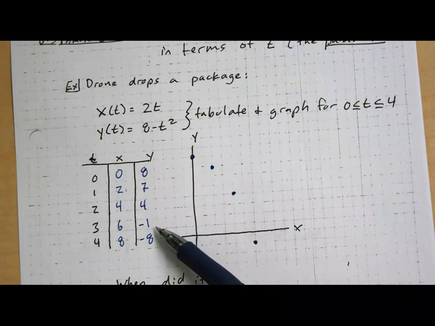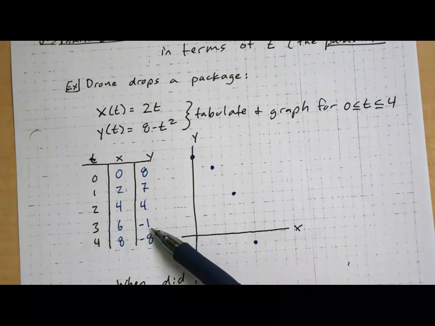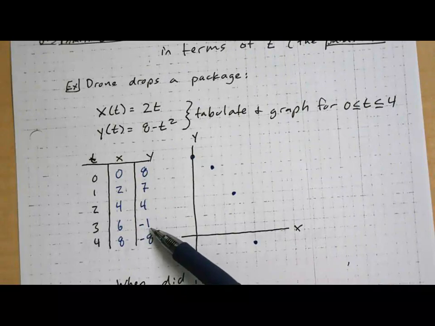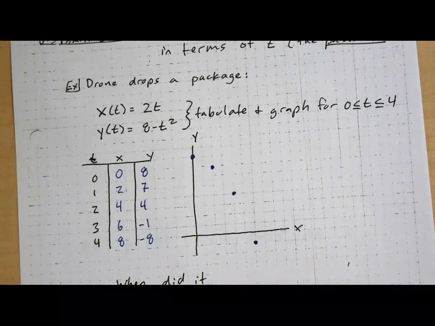I heard a really good question: did it drop this package into a lake? That would explain it, wouldn't it? If the y value went negative. So what would we think when the y value is 0, where would you be? At the ground? Okay.